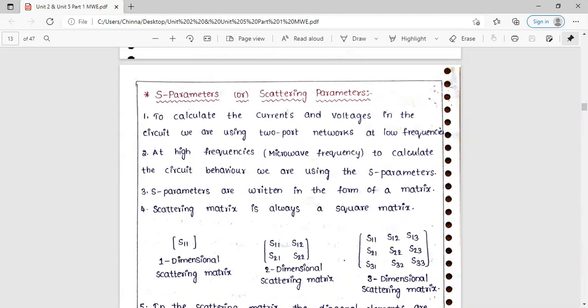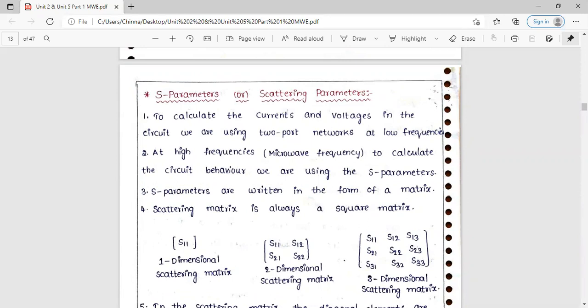For transmission lines used at low frequencies, we can calculate the voltage and current using the circuit, by using the two-port network. But it is not supported for high frequencies. At high frequencies, we calculate the circuit behavior using the S parameters only.